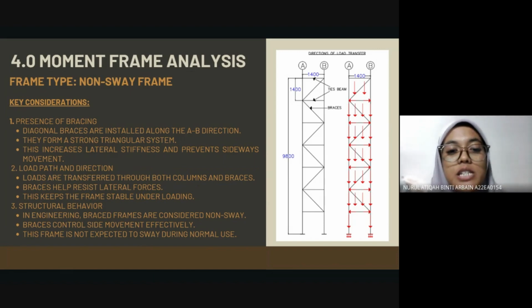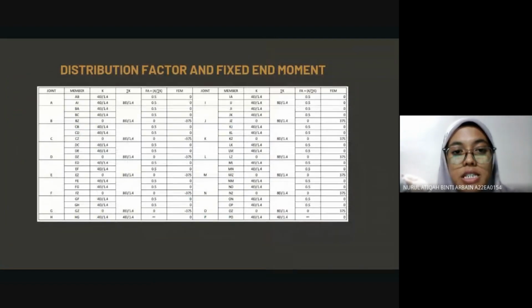The second one is load path and direction. Loads are transferred through both columns and braces, meaning the brace helps resist lateral force, which keeps the frame stable during the loading. The third one is structural behavior, where braced frames like this are considered non-sway systems. Then we go to the second part, which is the distribution factor and fixed end moment. Before applying the moment distribution method, we need to calculate two things: the first is the distribution factor and the second is the fixed end moment.